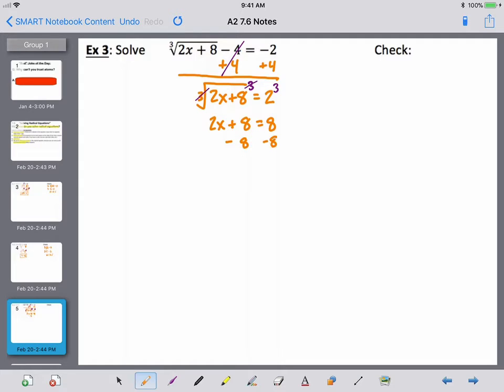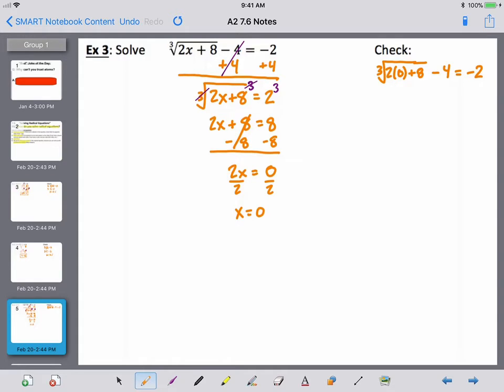Subtract 8 from both sides, and we end up with 2x equals 0. So if we divide by 2, we are going to see there that x is 0. Let's check that really is a true answer. So if we plug in 0 to this original equation, 2 times 0 plus 8, if we take the cube root of that and subtract 4, we should end up with negative 2.